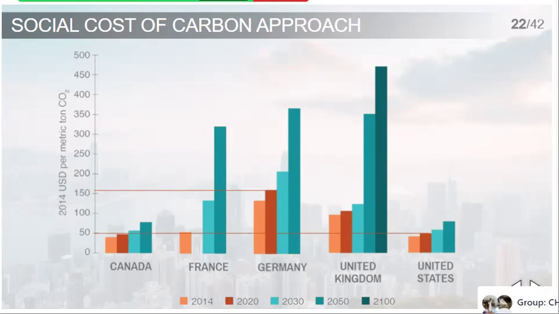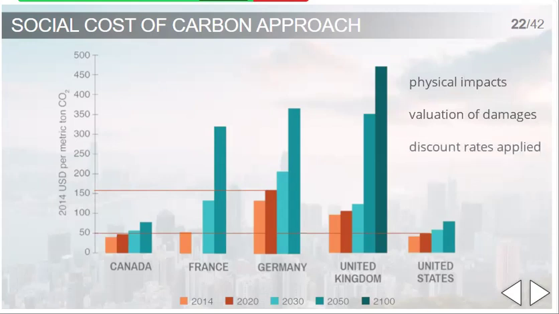The differences among the estimates stem in part from differences in the models used, the physical impacts considered, the valuation of damages at national and global level, and the discount rates applied. SCC estimates typically increase over time. This reflects the expectation that concentrations of greenhouse gases keep growing in the future, and hence the damages associated with climate change.